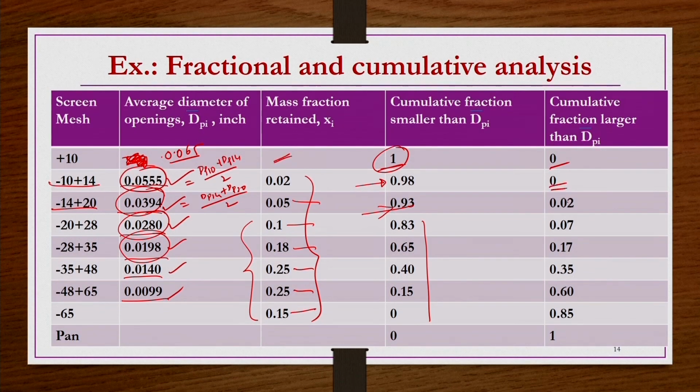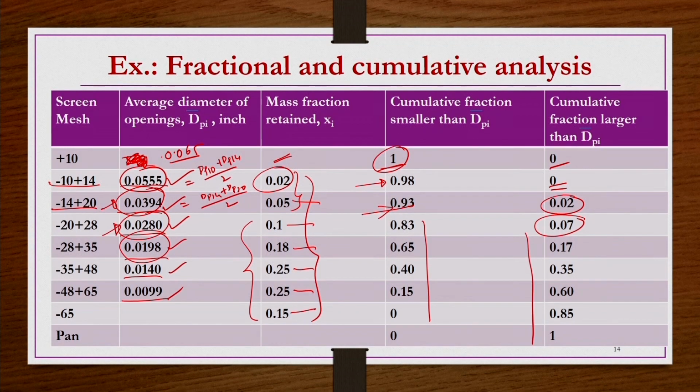What is the fraction of material whose size is more than 0.0394? Only 0.0555 is more than 0.0394, so only this 0.02 should come here. Then the next one: what is the fraction of material whose size is larger than 0.0280? Only two fractions are larger, 0.0394 and 0.0555, and their corresponding fractions 0.02 plus 0.05 should come here, 0.07. Likewise, we have to construct all of them. Then you can plot them.